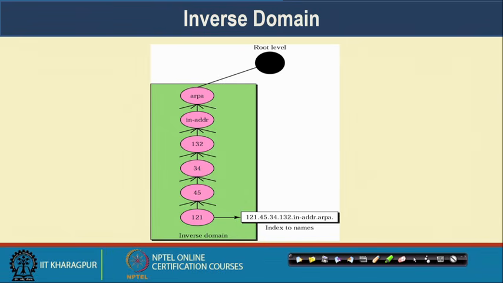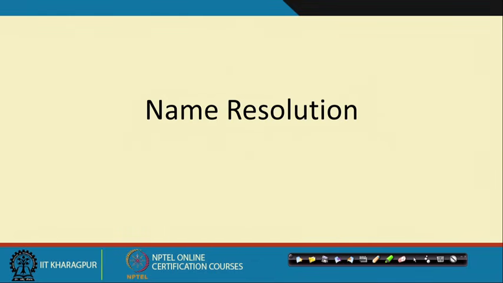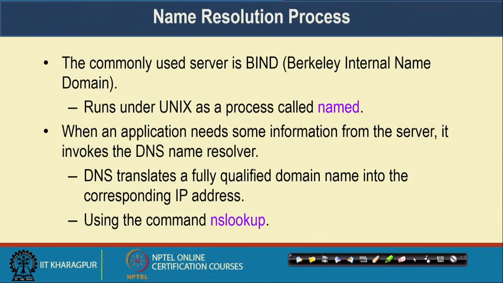So, if the IP is there, it basically sends back the name. Usually primarily we have forward resolution, and this is an inverse resolution. For name resolution, the commonly used server is BIND, that is Berkeley Internet Name Domain, which runs under Unix or Linux as a process called named. So, that means named is the daemon, which is the DNS daemon.